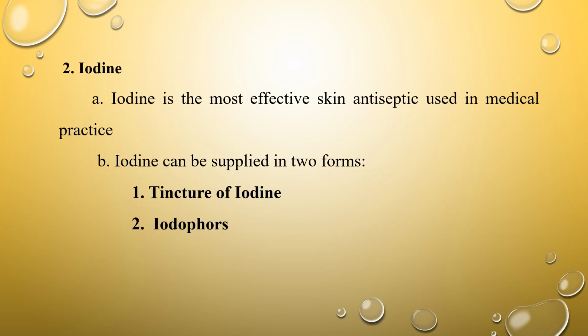Second one, iodine. Iodine is the most effective skin antiseptic used in medical practice. Iodine can be supplied in two forms, tincture of iodine and iodophors. Tincture of iodine is used to prepare the skin prior to blood culture. Iodophors are complexes of iodine with detergents that are frequently used to prepare the skin prior to surgery because they are less irritating than tincture of iodine.